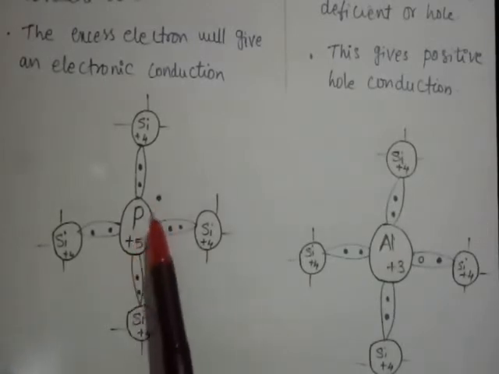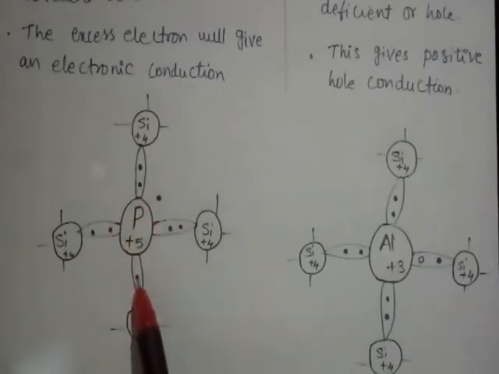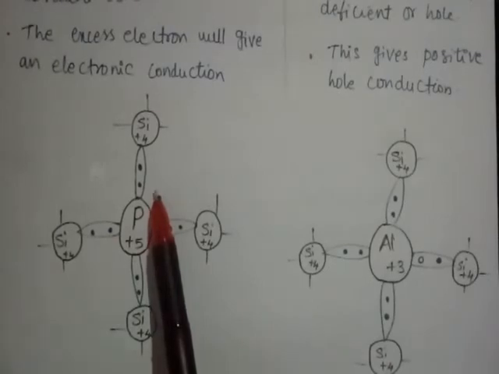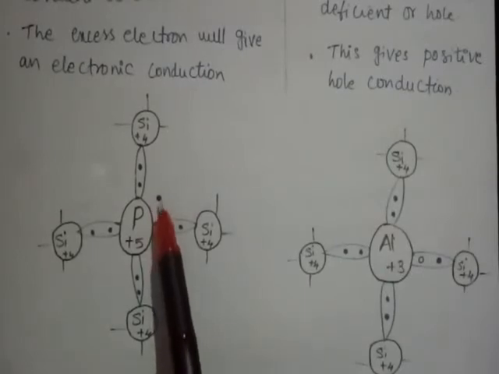is 5. Phosphorus valence is 5. 1, 2, 3, 4, 5. So the 5th electron will be a free electron, and it will give conduction to our semiconductor. I hope you understand. Okay.